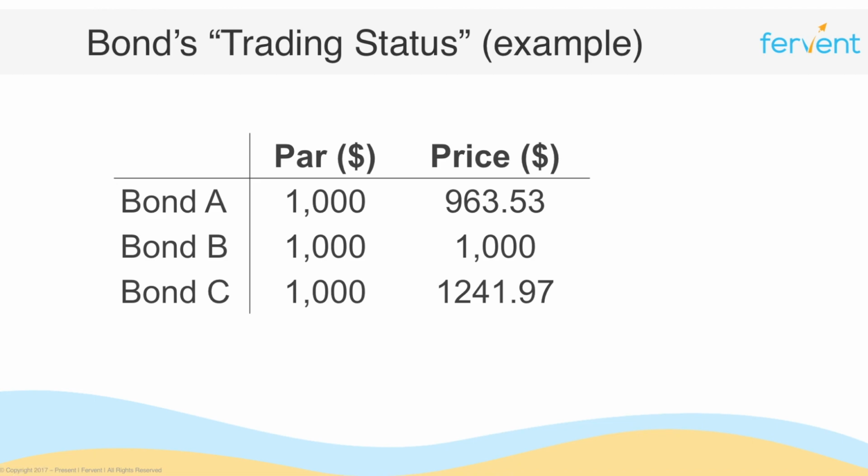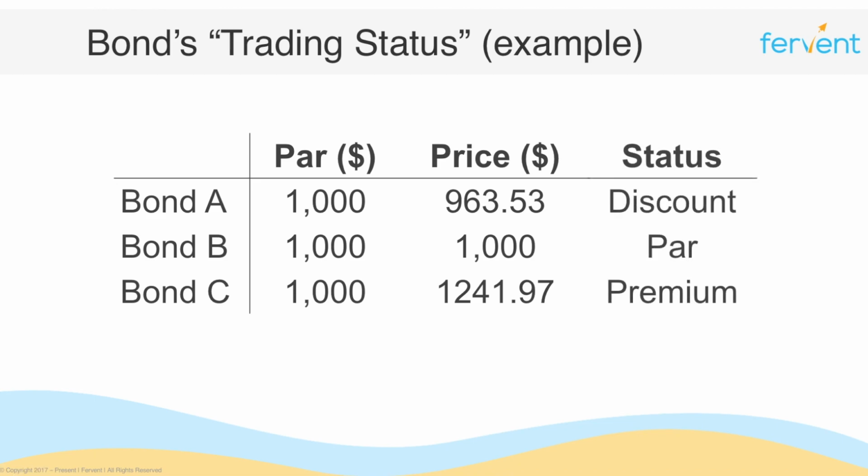Hopefully it's quite clear that A is trading at a discount, B at par, and C at a premium, right? Because A's price is lesser than the par, so it's trading at a discount. B's price is equal to the par, so it's trading at par. And finally, C's price is greater than the par, so it's trading at a premium.